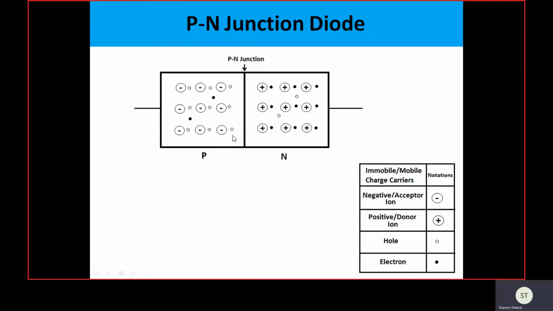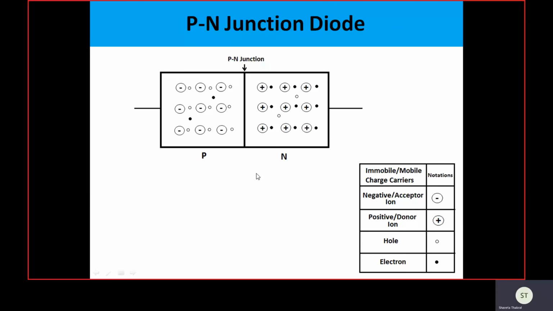So in the p-type extrinsic semiconductor, the majority charge carriers are holes and the minority charge carriers are electrons, whereas in the case of n-type extrinsic semiconductor, the majority charge carriers are electrons and the minority charge carriers are holes.